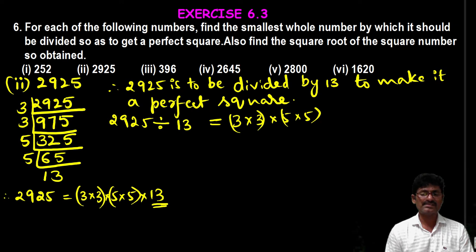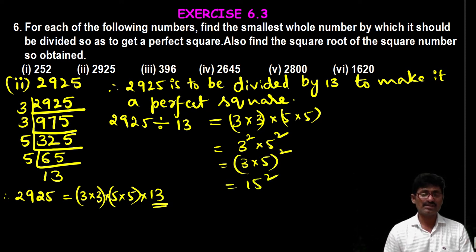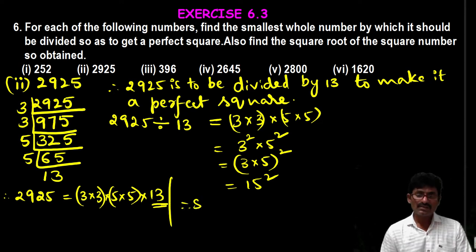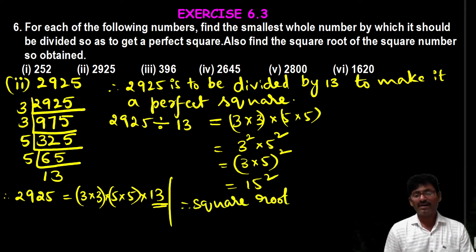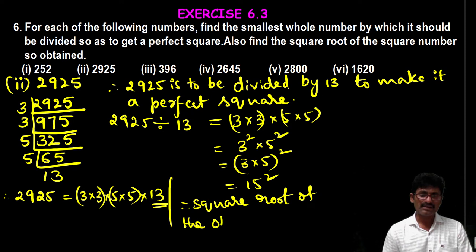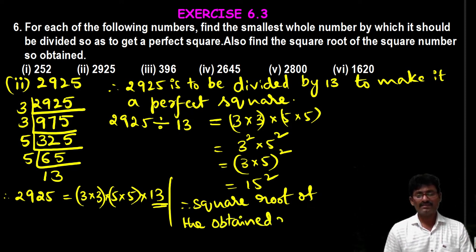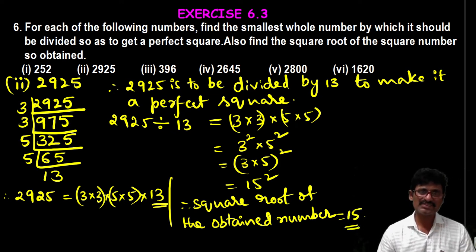So this is in pairs. This is equal to 3 square times 5 square, which is equal to 3 times 5 whole square, which is equal to 15 square. So therefore square root of the obtained number is nothing but 15. Okay, let us move on to the next problem.